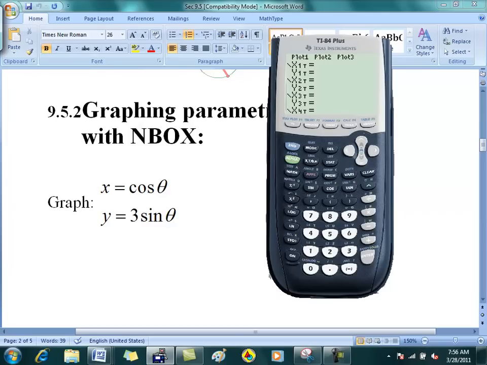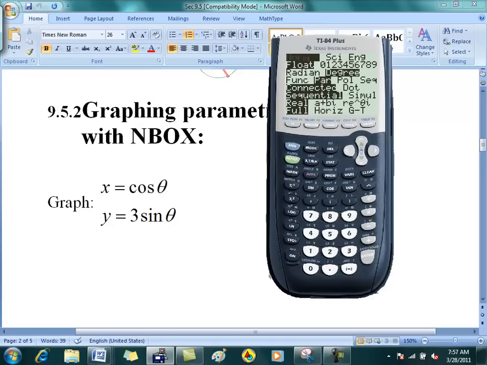And then if you go into y equals, note how it changes. You've got x1t, x2t. Okay, t is the parameter now. Instead of theta, they're using t. They're going to use theta later on for another type of graphing that we're going to do tomorrow called polar. So here we're going to put our equations. Make sure your calculator is in radian mode.